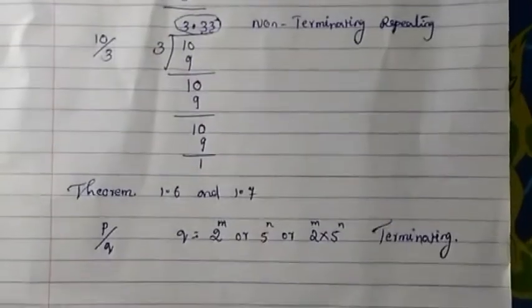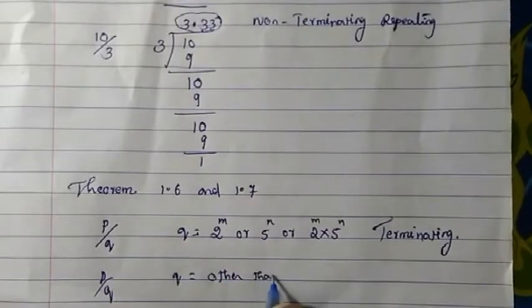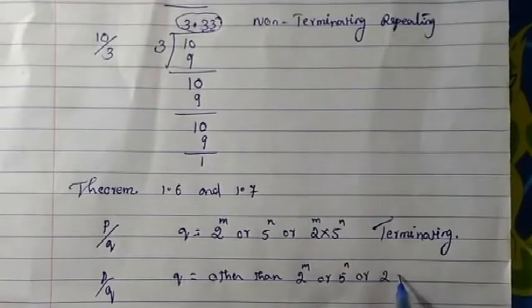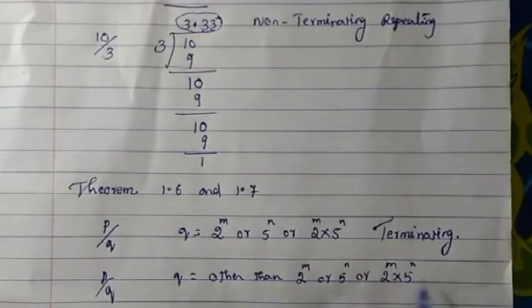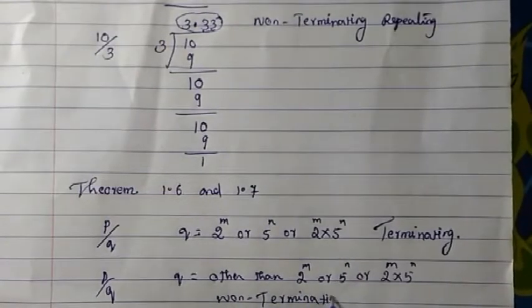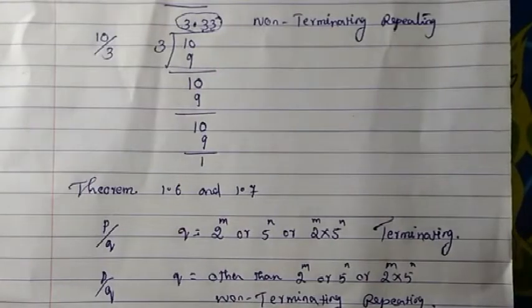But if you are getting factors of q other than 2 raised to a power or 5 raised to a power or 2 and 5 both, if you get some other numbers like 3 or 7 or any number other than 2 and 5, then that will be non-terminating repeating. So keeping this technique in mind, let's begin to solve the sums one by one.